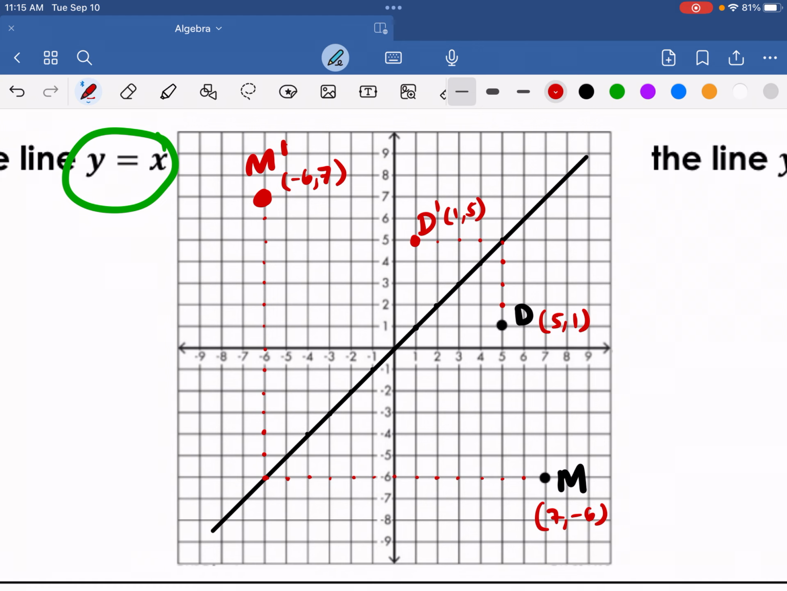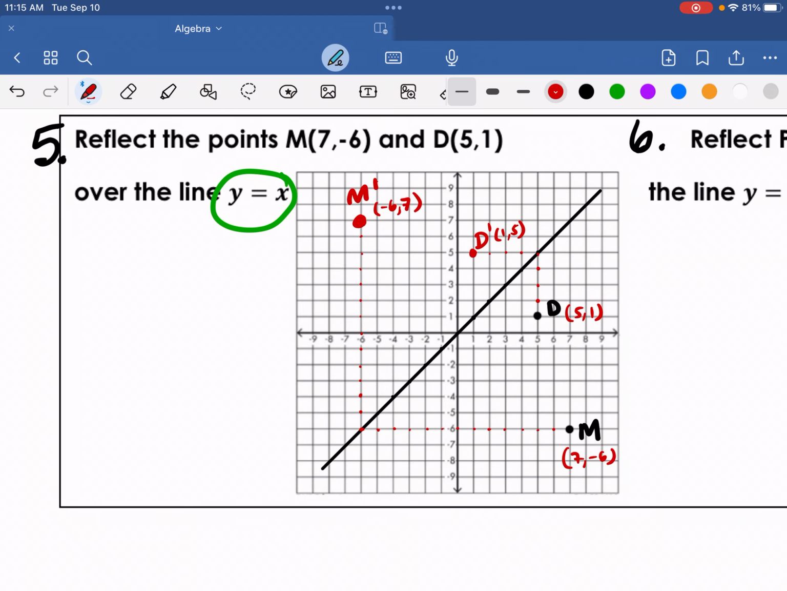So you also want to take some time to think about what happens. So then if I asked you guys to reflect a whole shape, and you have to reflect 5 points, then you can understand the pattern and then you won't have to do all that counting.